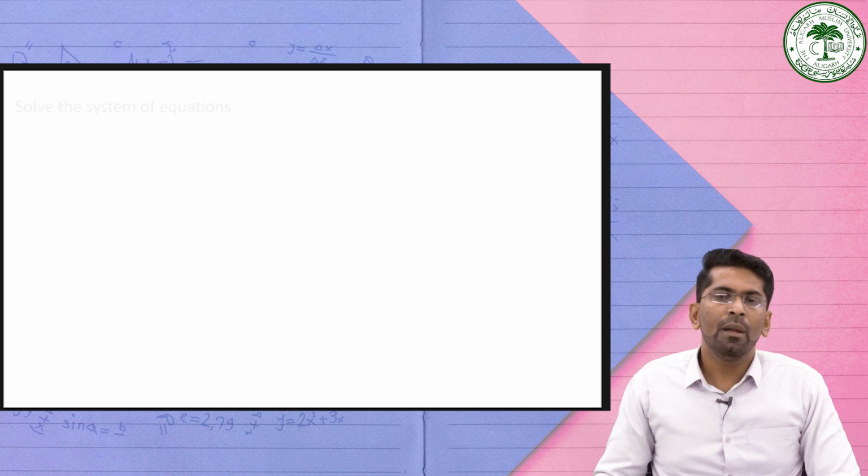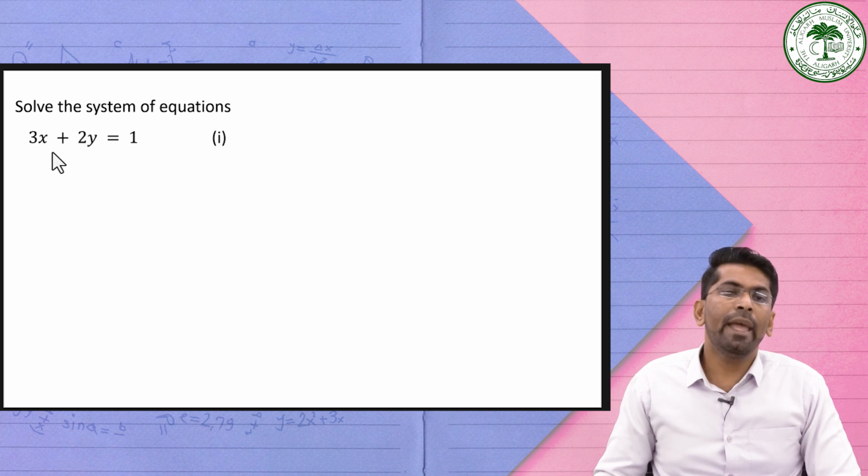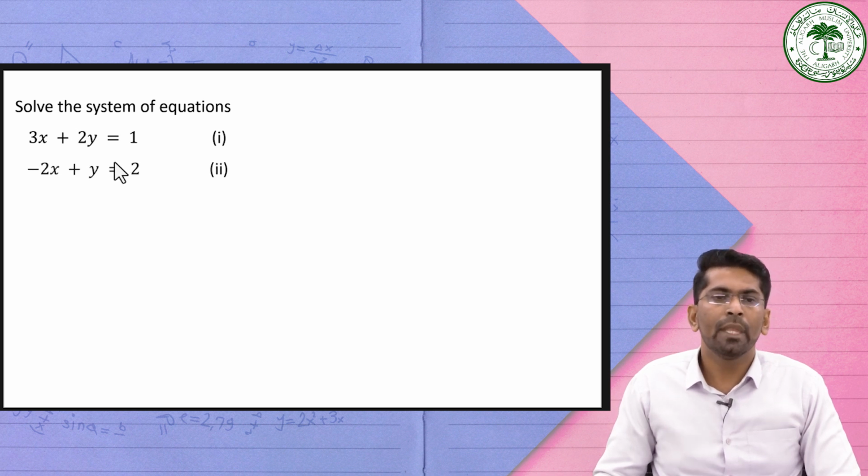This is a very easy method, especially to solve a system of linear equations, by using the direct substitution method. Now we can solve one more question using direct substitution so that it will be more clear. 3x plus 2y is equal to 1, and the second equation is minus 2x plus y is equal to 2. Here the coefficient of y is equal to 1, so it is better to isolate y. We have to convert this equation in terms of one variable. So taking equation number 2, minus 2x plus y is equal to 2.